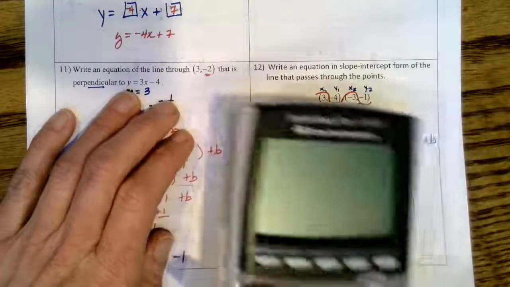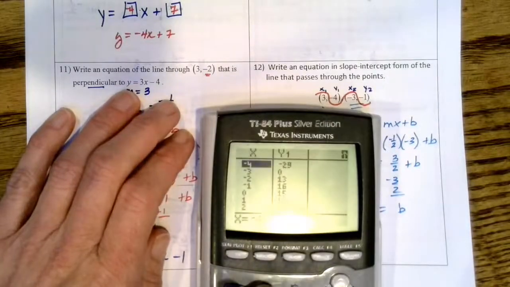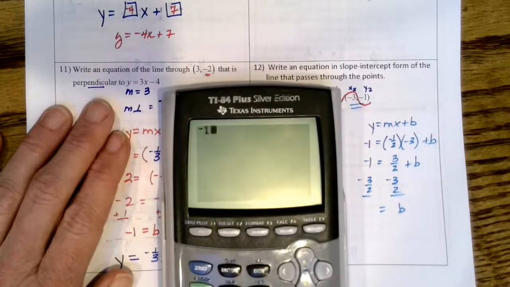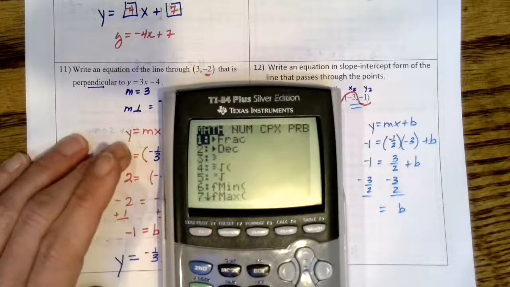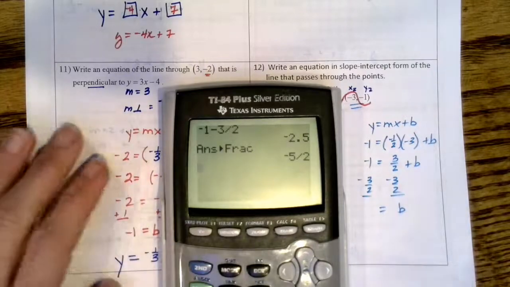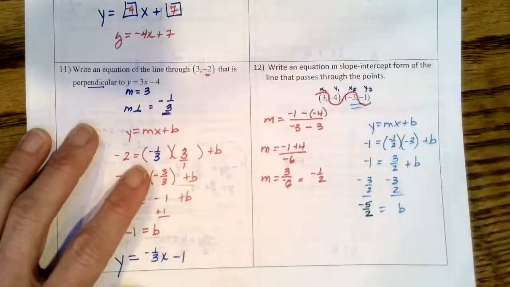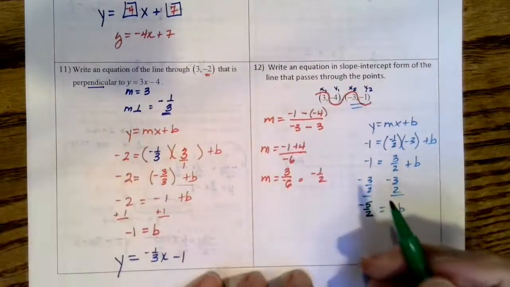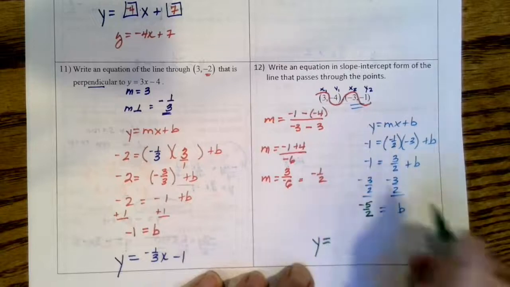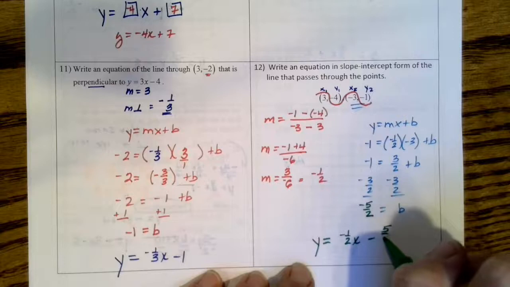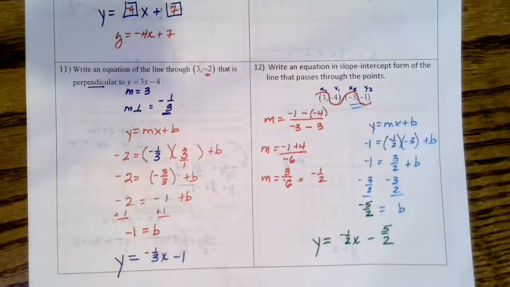Hey, don't be afraid to use the calculator on this fraction math, because we need to make sure that you're getting the right answers. Negative 1 minus 3 divided by 2. If you want to see that as a fraction, you can go ahead and say, okay, that's negative 5 halves. Therefore, my equation is this slope and this intercept.